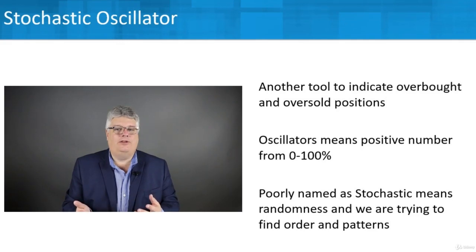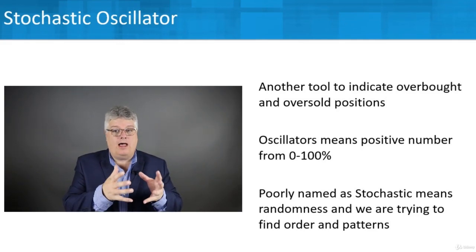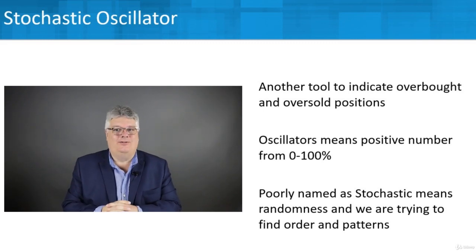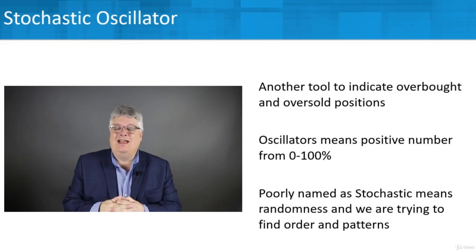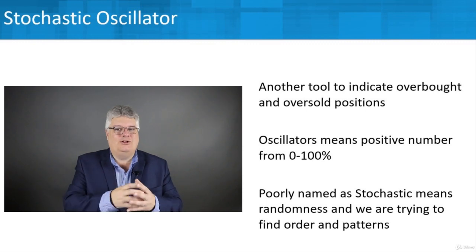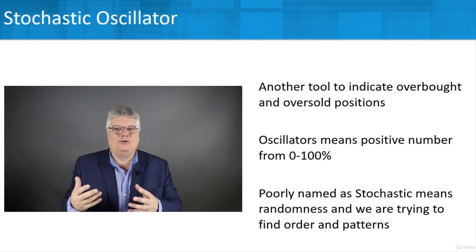Another great indicator that you can use to really identify overbought and oversold positions is the stochastic oscillator, which just has kind of a fun name too, doesn't it? And since it's an oscillator, we know that the numbers are going to be positive numbers from 0 to 100%. Again, it's not going to show the price, it's going to show a percentage from 0 to 100% that you can use to evaluate. And we're going to show you that in a moment here.